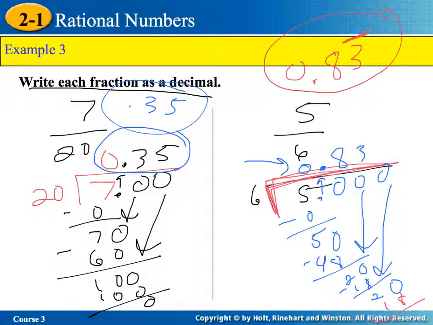All right, rational numbers. We got done with Chapter 2, Lesson 1. We started Chapter 2. I hope you're excited because this chapter is all about rational numbers.